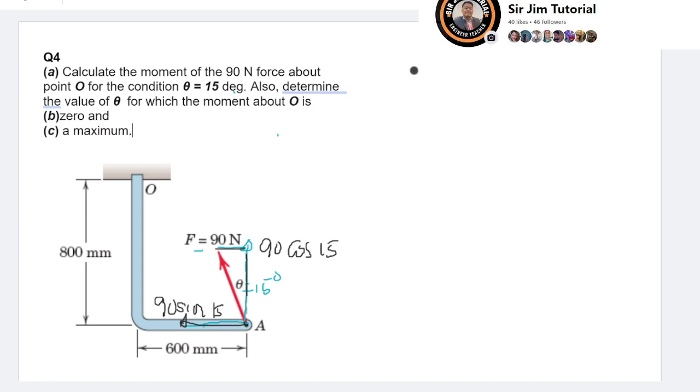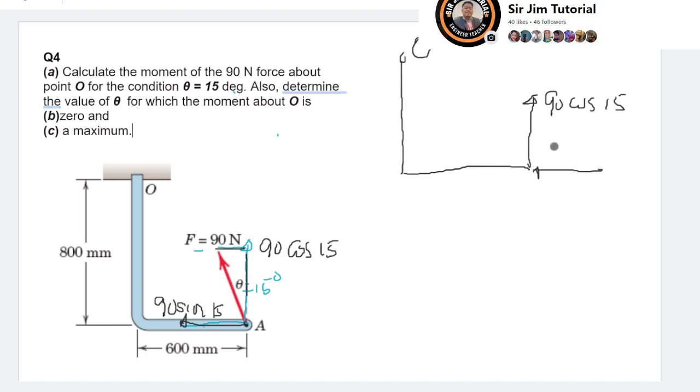So if I'm going to draw it here, you have here O, this point. Okay, this is the free body diagram. You have here, I can write it here. This is 90 cosine 15. And then the other force is this one. You have 90 sine 15.